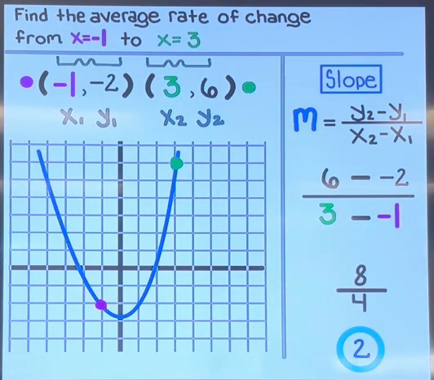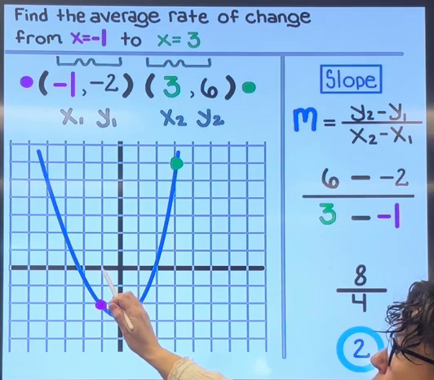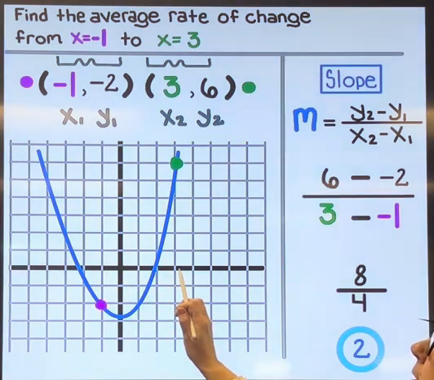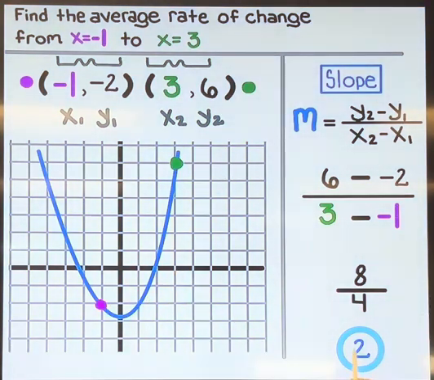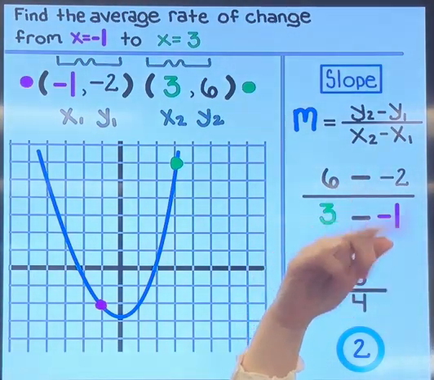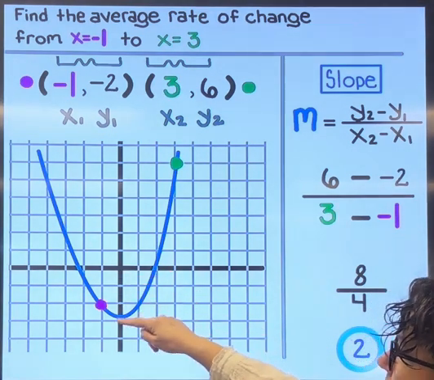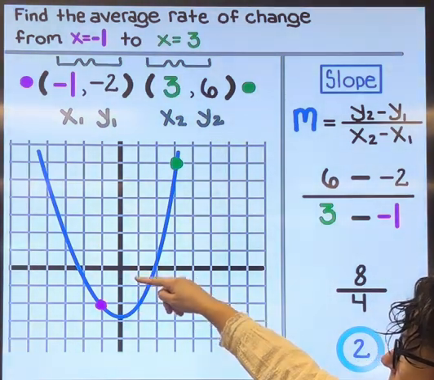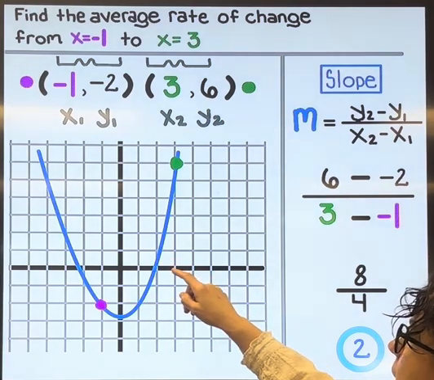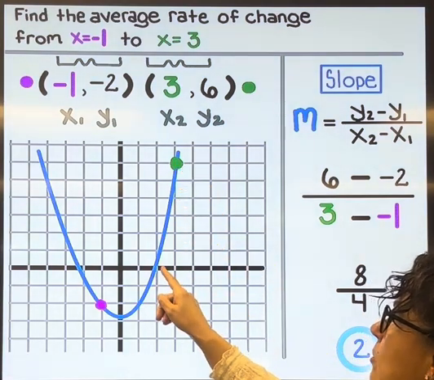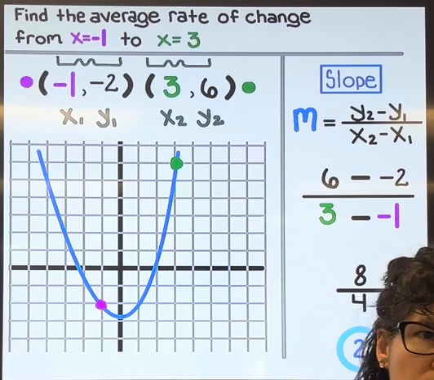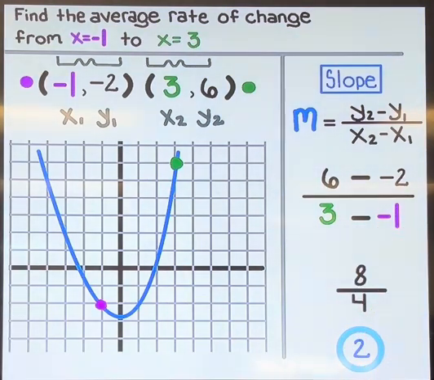So the average rate of change from x equals -1 through x equals 3 is 2. And that's really the same thing as the average height of your graph. So right here we're at a height of around -3. Here we're at a height of -2. Right here we're at a height of 6. Right there we're at a height of about 2. If I found the average height between the x-axis and the graph, it ends up being an average height of 2.